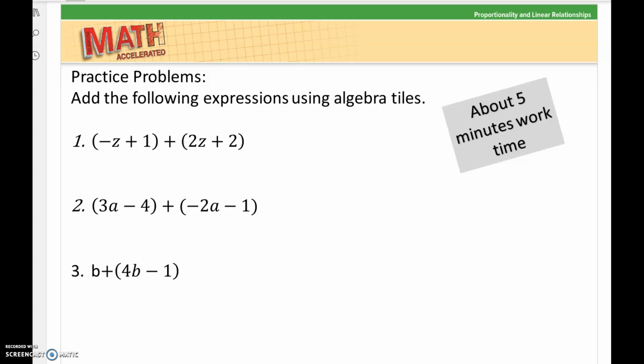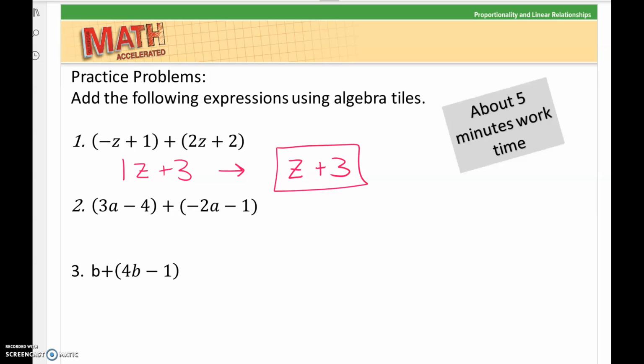So we should have a negative tile and two positive tiles. That one we're going to have a 0 pair, so we can remove that one. And then that 1 and negative 1 makes 1. So we have 1z. And then we have a 1 and a 2, and those together make 3. So our answer that we want is z plus 3. So we don't write the 1, remember, we just leave it the same.